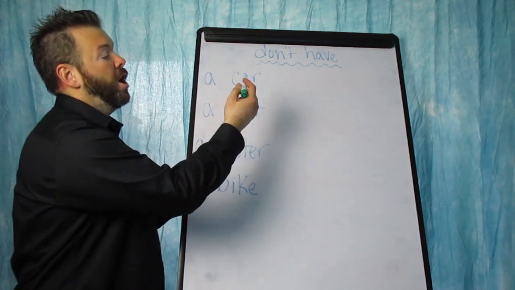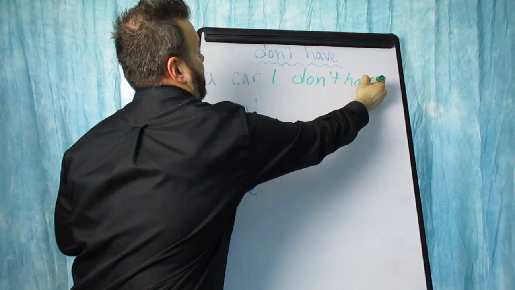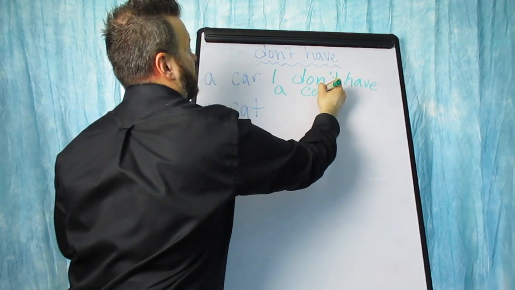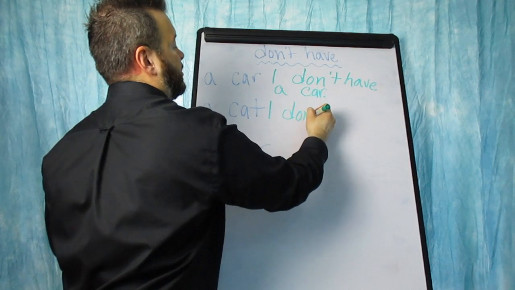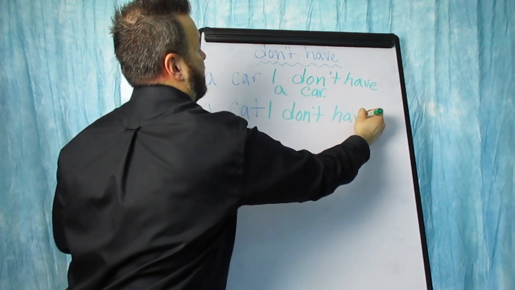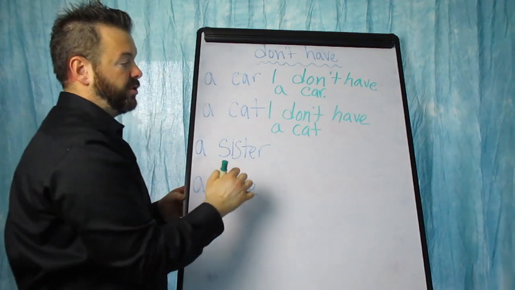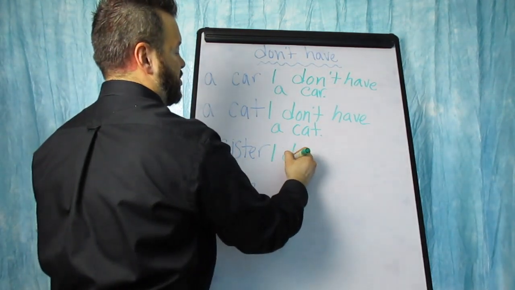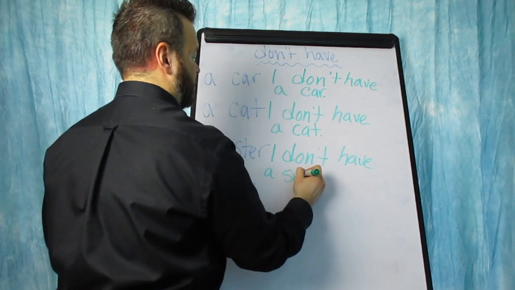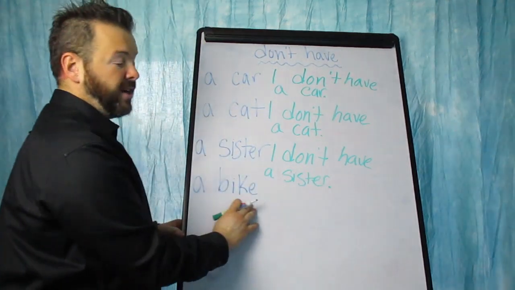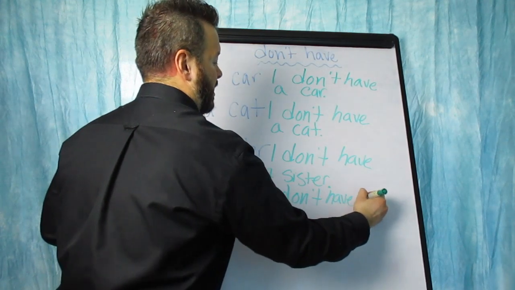Okay, so a car turns into I don't have a car. A cat turns into I don't have a cat. A sister turns into I don't have a sister. A bike turns into I don't have a bike.